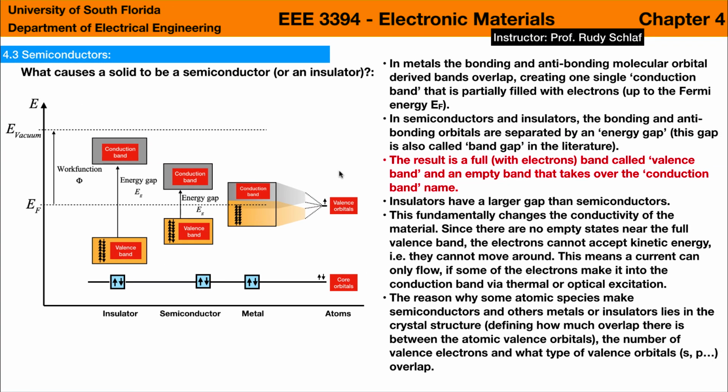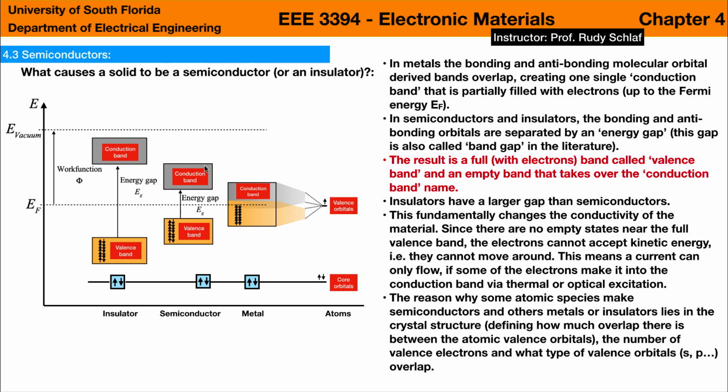Let's explore now what is the difference between a metal and a semiconductor or insulator. So far I said that the bands that are derived from the bonding and the anti-bonding orbitals overlap and form one continuous band that is partially filled with electrons. Now this is only true for metals. In semiconductors a different thing happens. There is actually a gap between the band that is derived from the bonding states and the bands that are derived from the anti-bonding states.